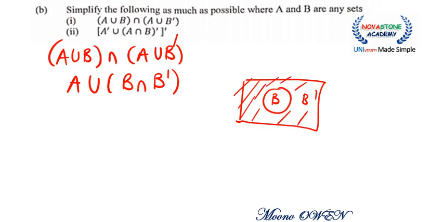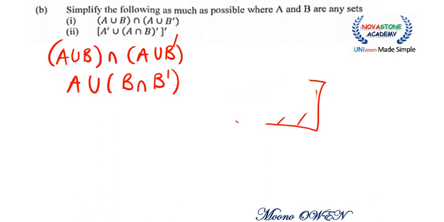Now the question would be, what is the intersection between B and its complement? You're about to see that there's nothing that is common. So what is common between something and nothing? There's nothing common between something and nothing, right? So basically this will give us an empty set.